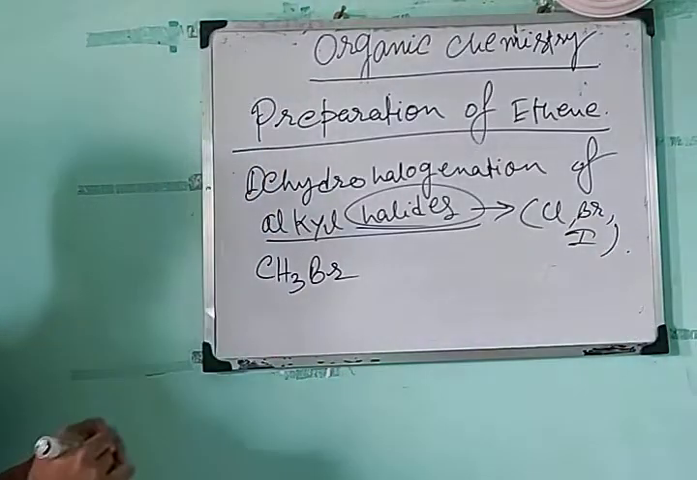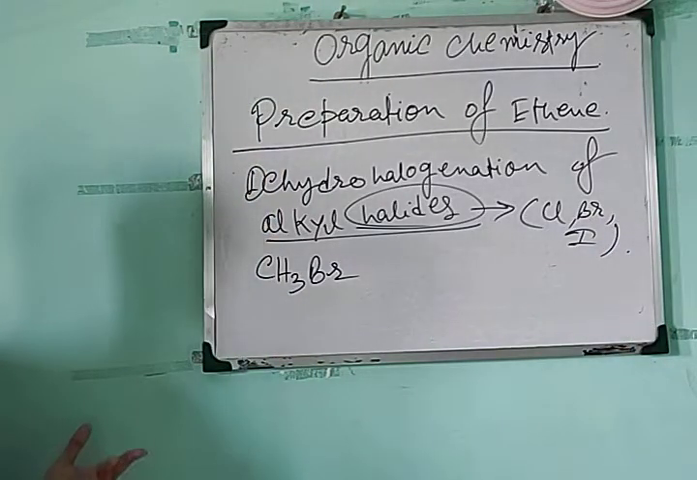Fluorine we should not consider here, as halides containing fluorine are not so reactive or suitable for this process. So we will consider as halides the halogen series, that is chlorine, bromine, iodine. So I have taken methyl bromide.